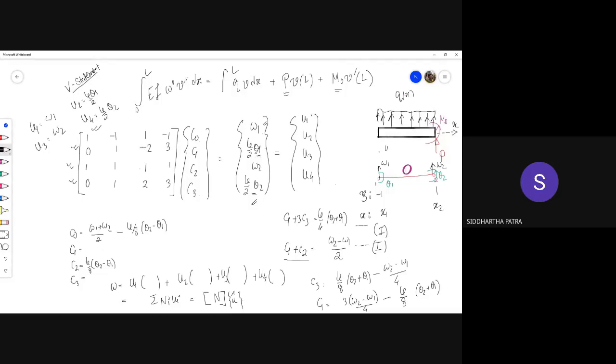I said you substitute for C0 through C3 in the expression of W, and then write in terms of Ui's and see what are the polynomial coefficients.